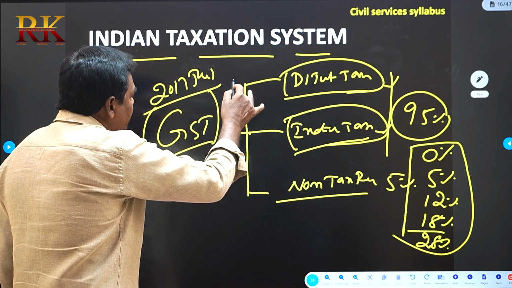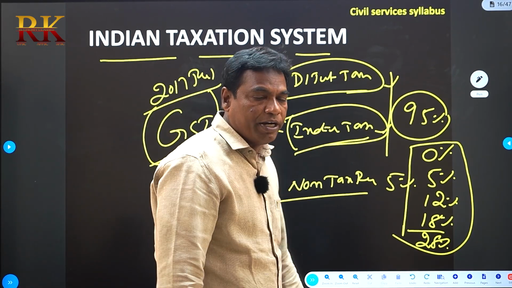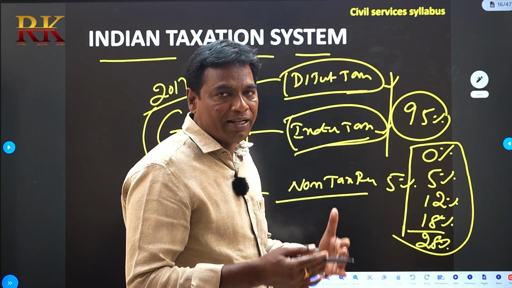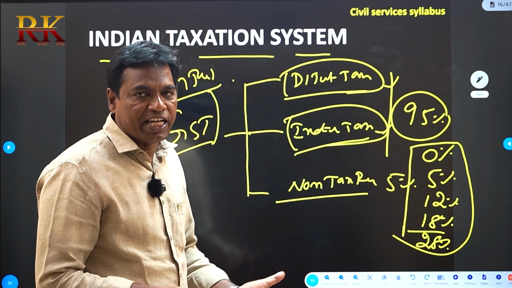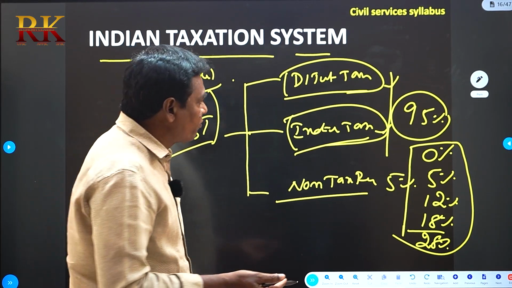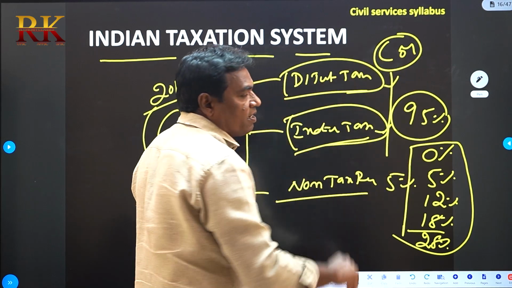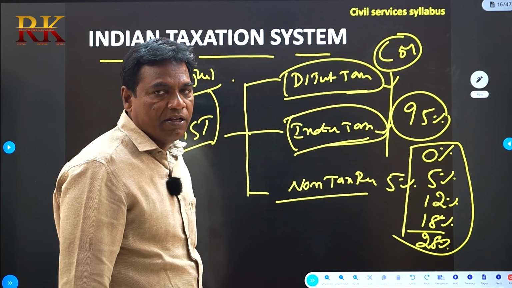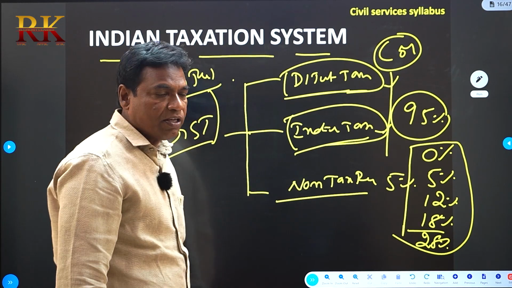Actually, the Indian tax system is a revenue system, because the government imposes a number of taxes on the public: household tax, direct and indirect taxes, profession tax, entertainment tax, expenditure tax, and recently corporate tax and income tax. These are all taxes imposed on the public. Some taxes are direct taxes, some are indirect taxes.